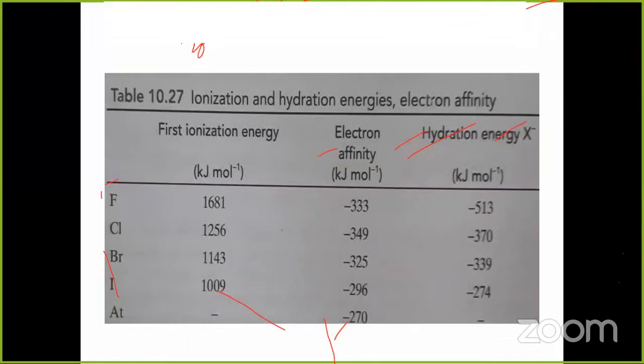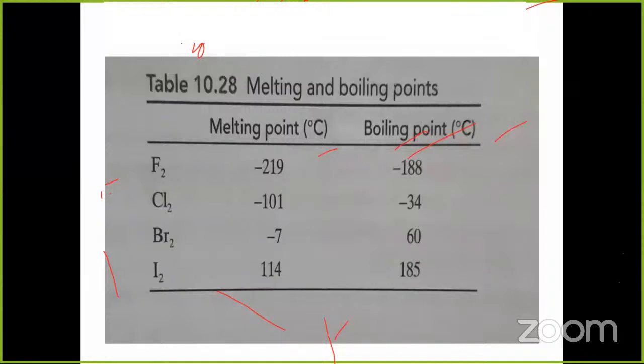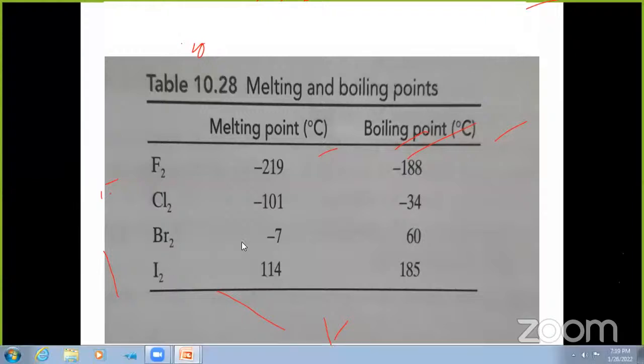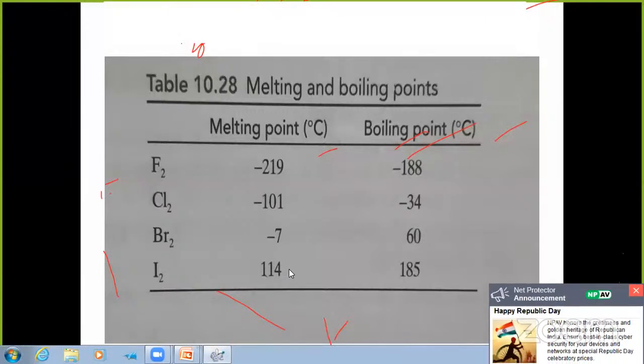And these are the evidences. You see the first ionization values, electron affinity values, and heat of hydration values. And these are the melting points. The first 2 are gases, this is a liquid, and this is a solid. Due to being solid, iodine exhibits the highest melting point value, 114.